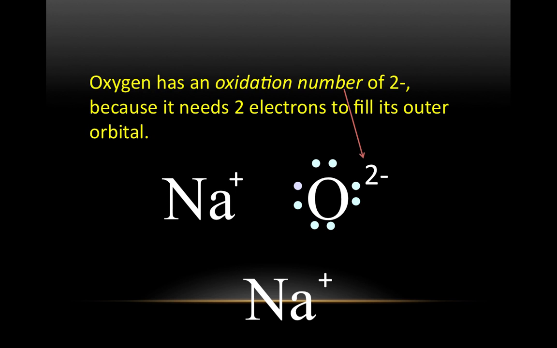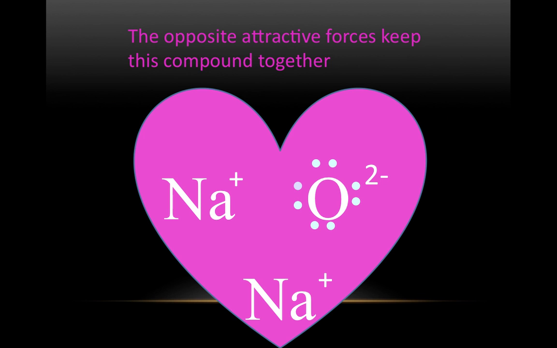Oxygen has an oxidation number of 2 minus because it needs 2 electrons to fill its outer orbital. That's another way you guys can look at it. And the opposite attractive forces keep this compound together, and that's what we call bonding right there.